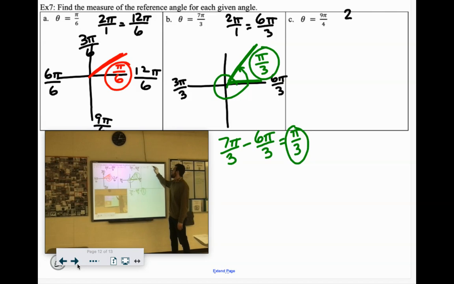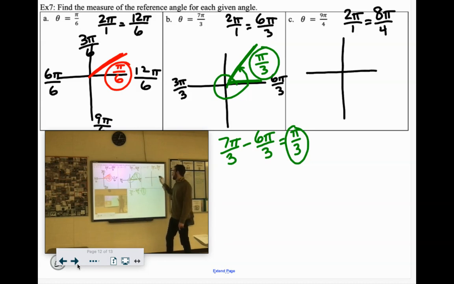So we're in fourths. One full rotation would be 8 pi over 4, and I'm at 9 pi over 4, so it's going to be more than a full rotation here. 8 pi over 4. Half of that would be 4 pi over 4. Half of that would be 2 pi over 4. And here would be 6 pi over 4.